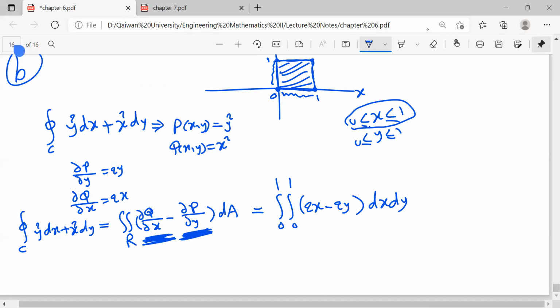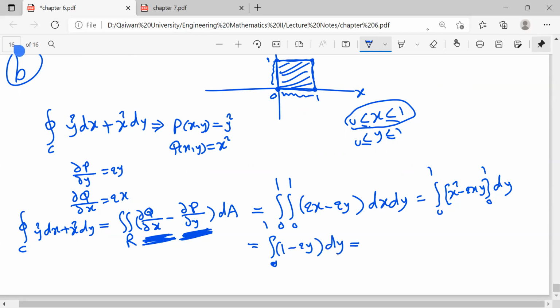Now we take this double integration. First we take the integration with respect to x, and then with respect to y. If we take the integration with respect to x, the limits for the outer integration are for y. The integration with respect to x is x squared minus 2xy, from 0 to 1 for dy. If we replace by 1, we get 1 minus 2y. And when we replace by 0, we get 0. And this equals the integration from 0 to 1 of 1 minus 2y dy.